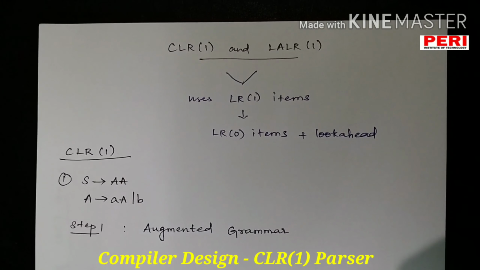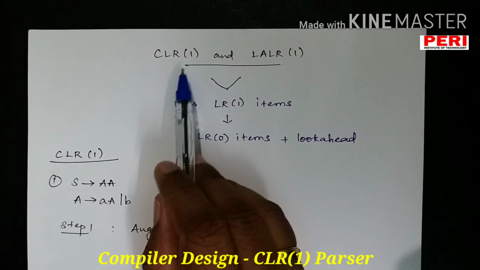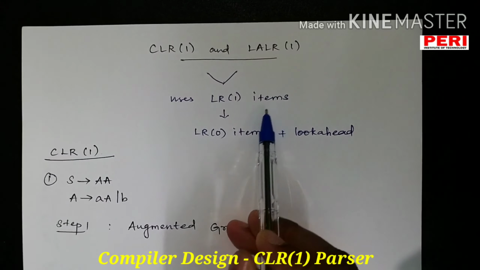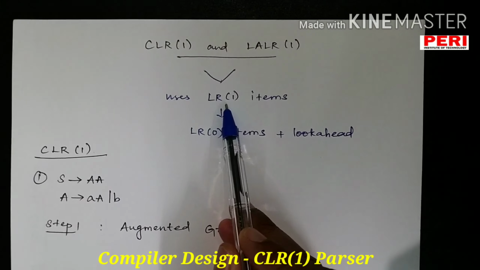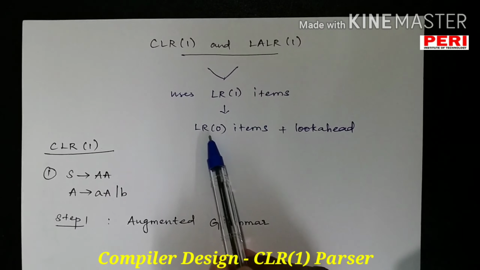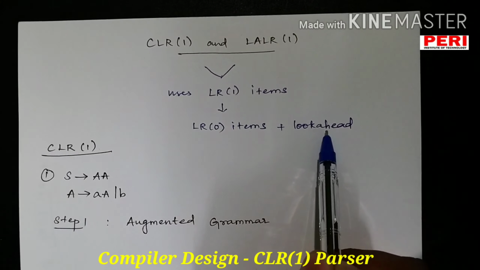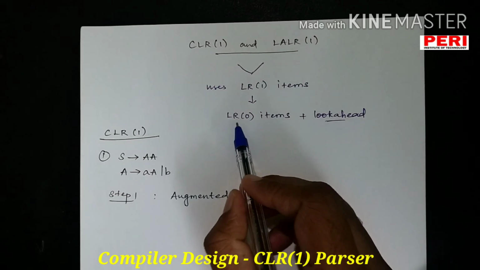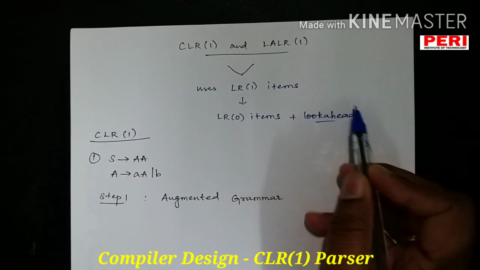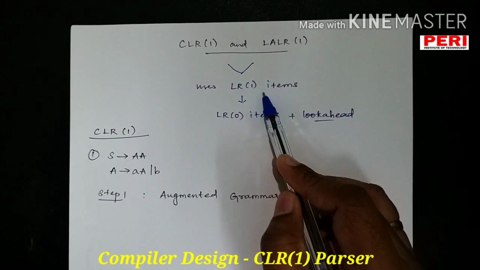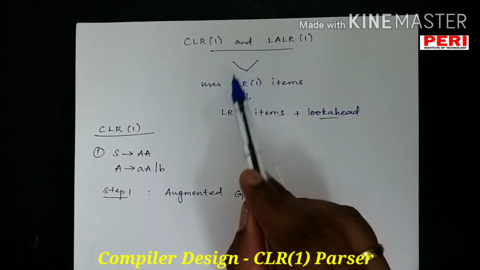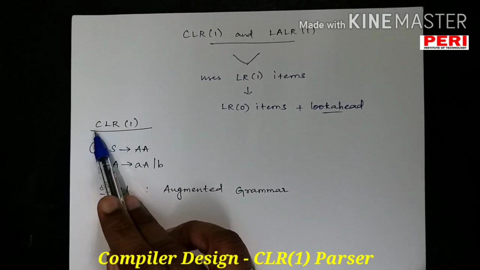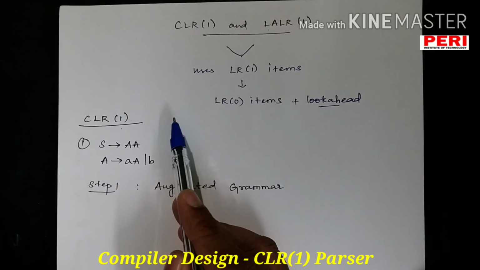As I told you earlier, the CLR1 parser and the LALR1 parser make use of LR1 items. So what is an LR1 item? LR1 items are nothing but LR0 items with the look ahead. I'll tell you what we mean by look ahead when you solve the problem. In the same LR0 items, in addition you'll have a look ahead, and that forms LR1 items. So CLR and LALR make use of these LR1 items. So let's get into the problem. First we'll discuss CLR1, later we'll discuss LALR1.